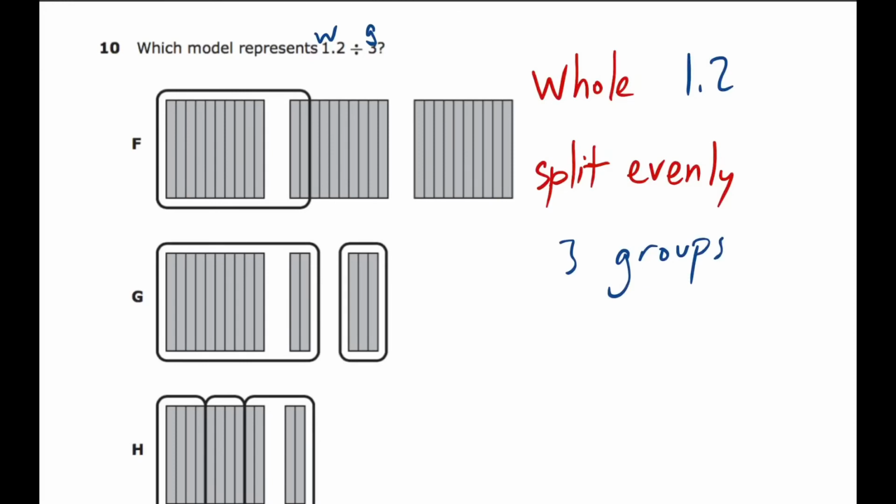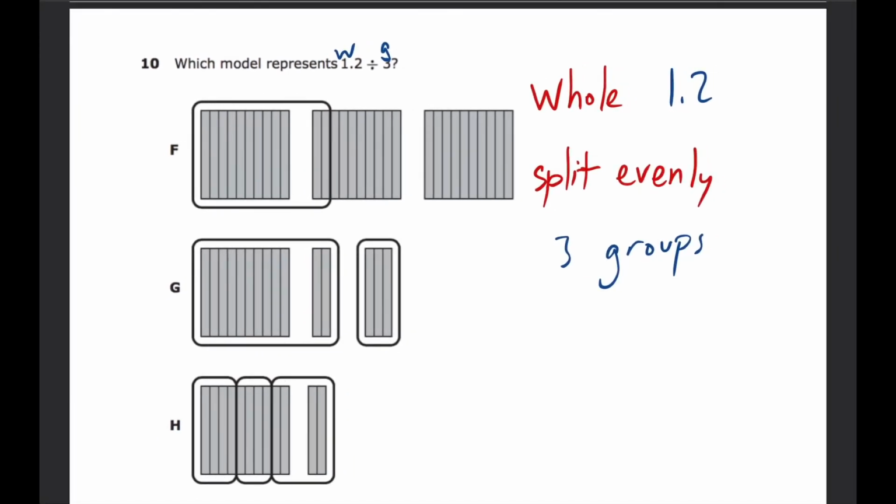Now that I understand what's going on, let's see if we can find a model that matches that. So F, my whole amount is 1, 2, 3, so it already doesn't match. My whole amount is not correct. And I'm not splitting it into 3 groups. So I only have 1 group circled, so that's no way the correct answer. G, my whole amount is 1 whole 2/10, and then another 3/10. So it's 1 5/10, split up into two not even groups. So that doesn't work.